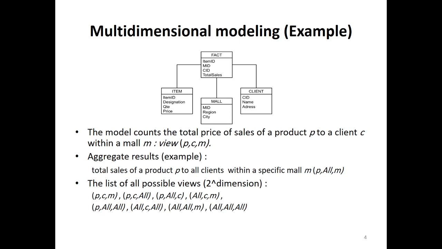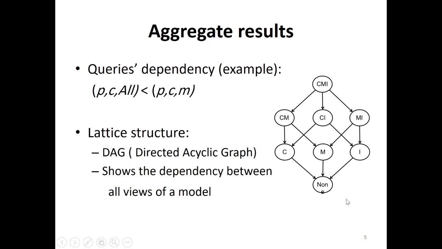Here we have enumerated all possible views of the given example. We note that the number of all possible views is equal to 2 power the number of dimensions. We can say that there is a concept of dependency between views, since some views can be answered from other ones. Here we take an example. The view labeled PC can be answered from the one labeled PCM, since it contains more details.